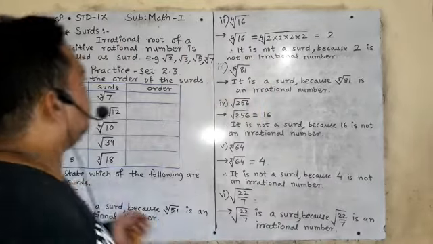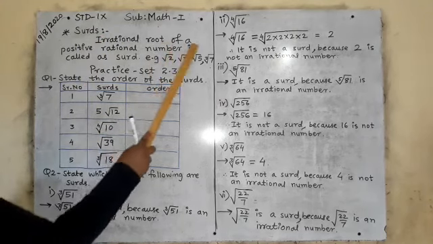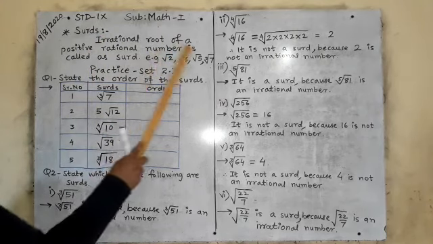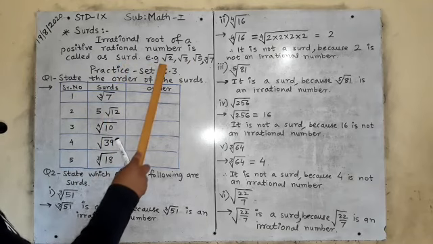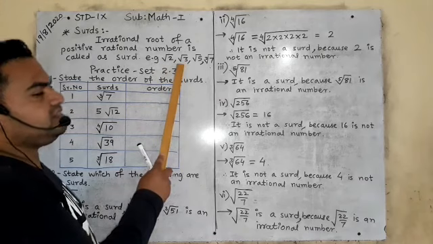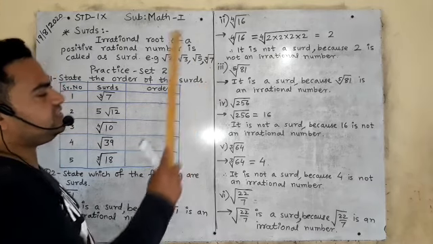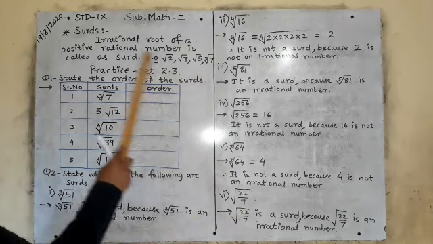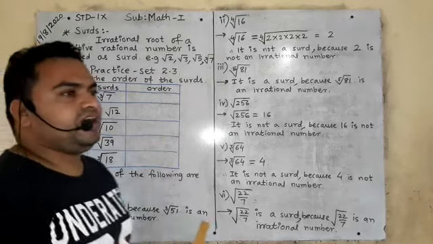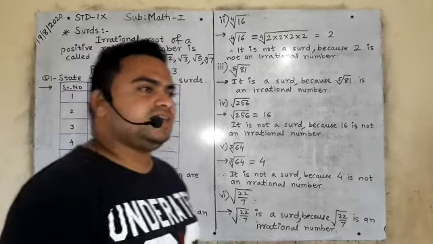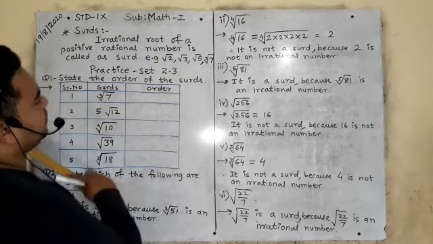Look at the board, this is the definition of surds. Irrational root of a positive rational number is called a surd. Example, please look here. This is read as square root 2. This is square root 3. This is square root 5. This is cube root 7. So these numbers are irrational roots, and we don't know the perfect value of them. That's why they are considered as surds. So let me explain these surds as well.